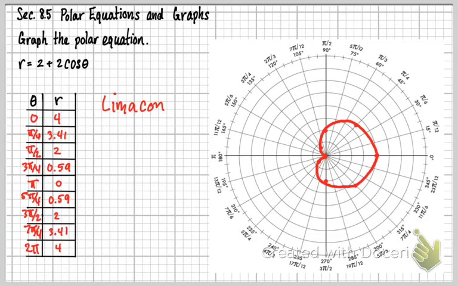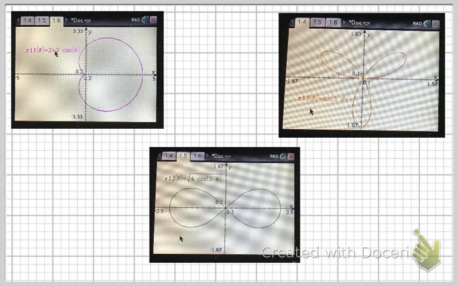I'll talk about those as they come up. Actually, I'll give them to you now. So here are some other types. This first one is what we just graphed here. That was the limacon. This one in the middle here is a lemniscate. And this one on the right here is a rose.